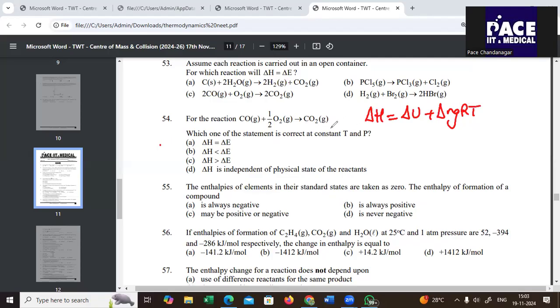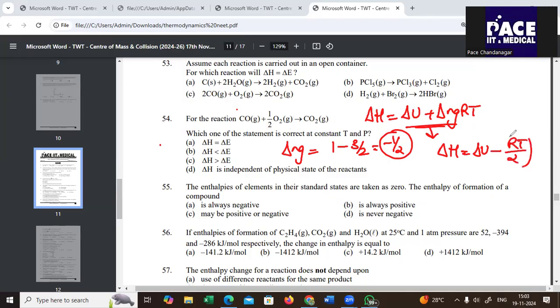All of them in the gaseous state. What is delta ng? It is right side moles minus left side moles. Right side is 1, minus left side is 1 plus half, which is 1.5, which is 3 by 2. So it is 1 minus 3 by 2, which is minus half. When I substitute it here, delta H is equal to delta U minus half of RT. So you're subtracting something from your delta U to get delta H, which means delta U is greater than delta H, which means delta H is less than delta E, right?